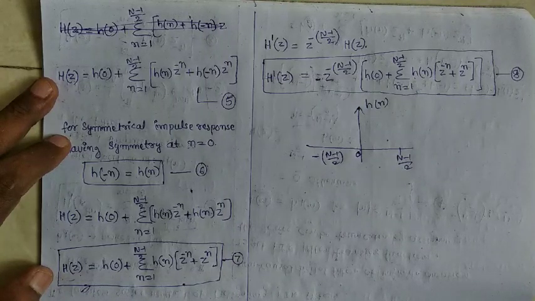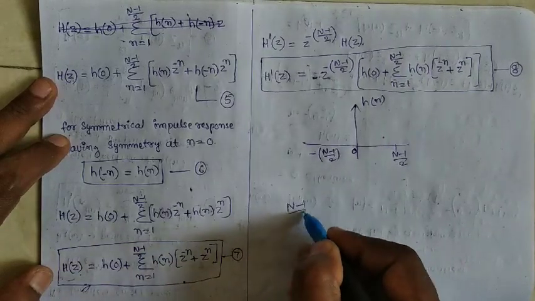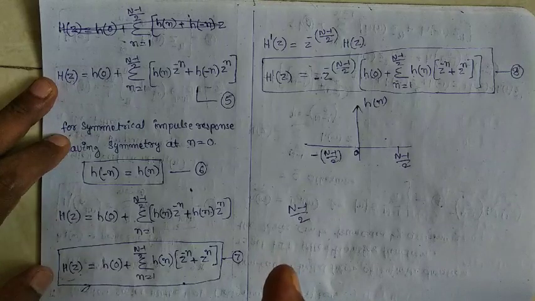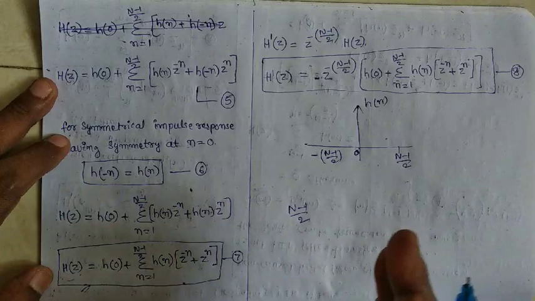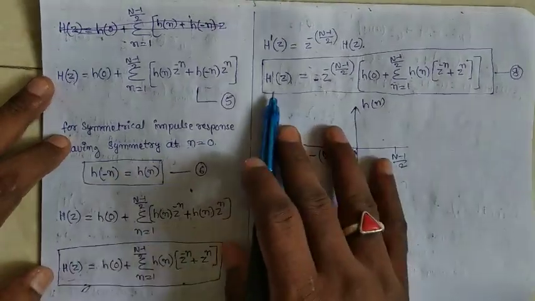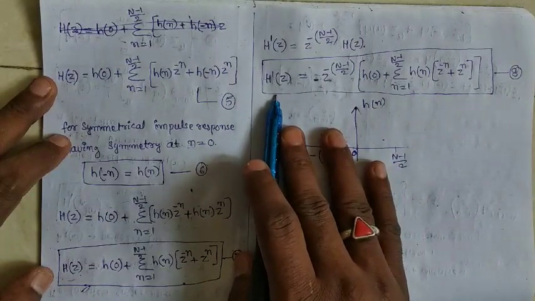This means what? We are delaying this H(z) by how many samples? By (N minus 1) by 2 samples. Here that system function is defined from 0 to (N minus 1) by 2. Here we are determining the causal system, the transfer function of the causal system.